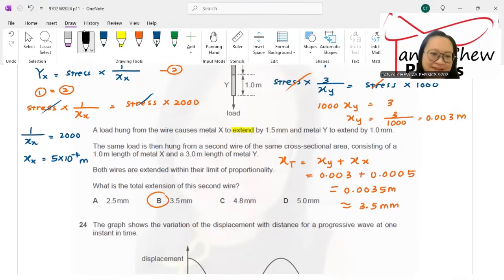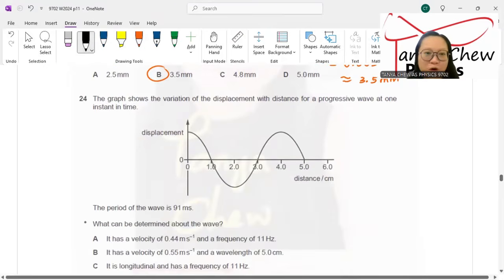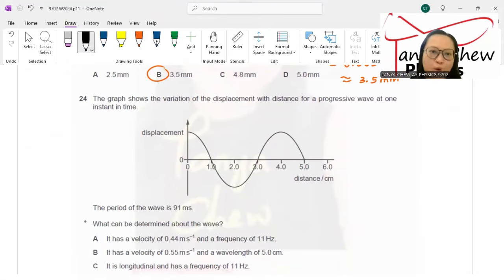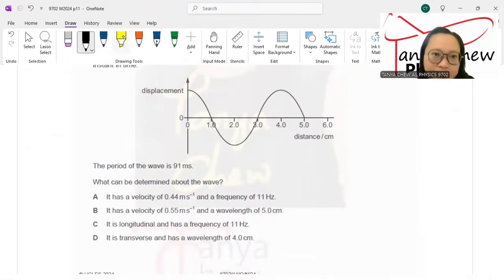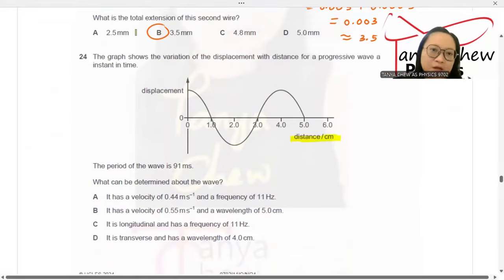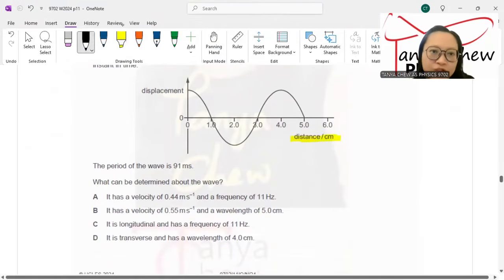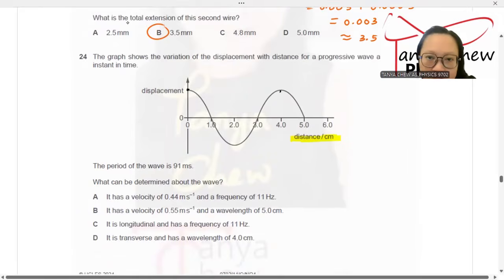See that? Now, question number 24. The graph shows the variation of the displacement with distance for a progressive wave at one instant in time. The period of the wave is 91 milliseconds. What can be determined about the wave? First, this is distance. From distance, we can determine the wavelength. Wavelength is here.